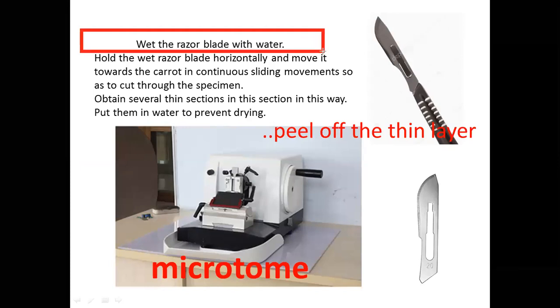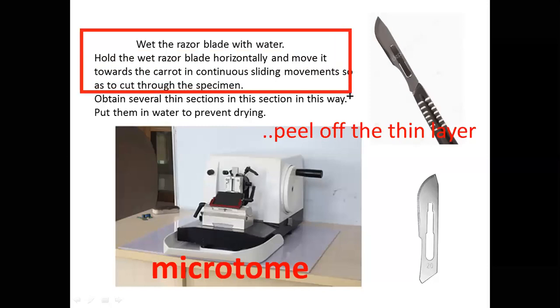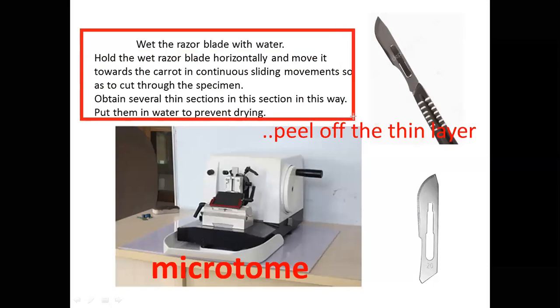So when cutting, we should wet the razor with water. Then we hold the blade horizontally and we move it toward whatever we are cutting in a way that we produce something that is very thin, as thin as possible. So the more sections we make, the better, so that from there we choose. If you just cut once, you will not provide yourself with the opportunity to choose. It's good to have an opportunity to choose the thinnest among many. And that's a technique that most students always avoid. So make as many, then you choose the thinnest.